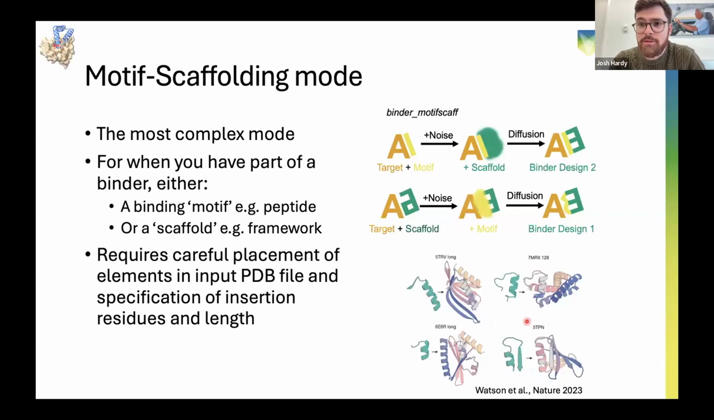And this is the most complex, but this is for when you have part of a binder. So you may have already a binding motif, it could be a peptide or a helix or something that binds your target protein. You want to make that binder and extend it bigger. Or you might have a scaffold and you want to put a motif into that to bind your target. So this obviously requires very careful placement of the motif and scaffold parts, as well as specifying where you want the insertions and deletions. So that's why it's a bit complicated. But I think it has its place in protein design, especially when you may already have a biological binder that you want to extend, for example.